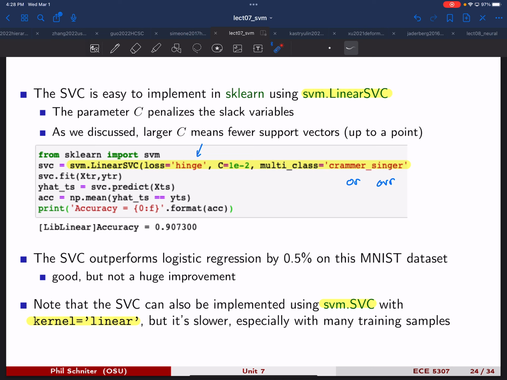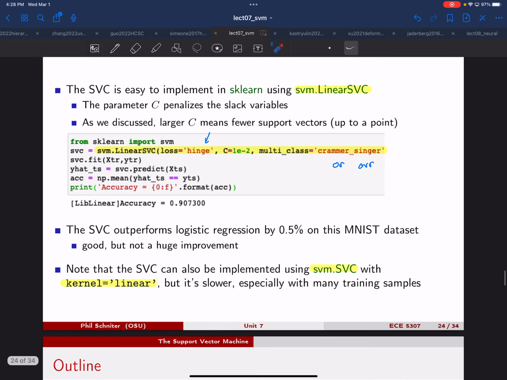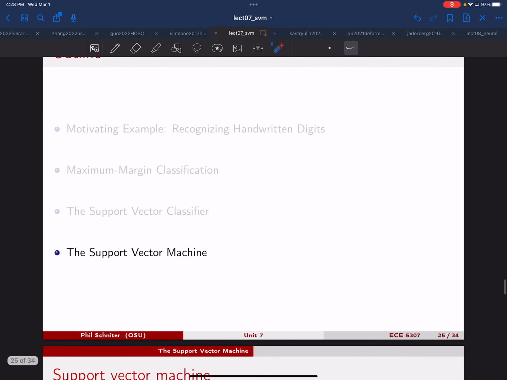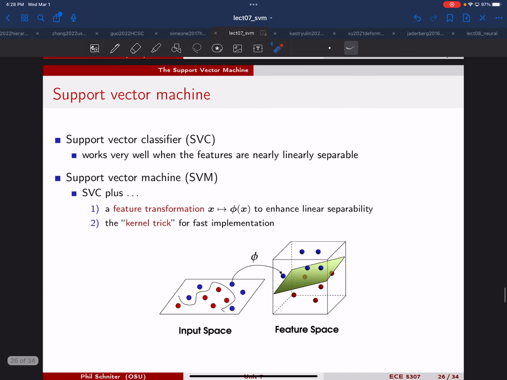Okay, so that kind of concludes what we're going to say about the SVC. Now, we're going to start talking about what's maybe more exciting, which is an extension of it called the support vector machine. And it's really going to be directly based on the SVC, except we're going to use a couple tricks. The main trick is feature transformation.